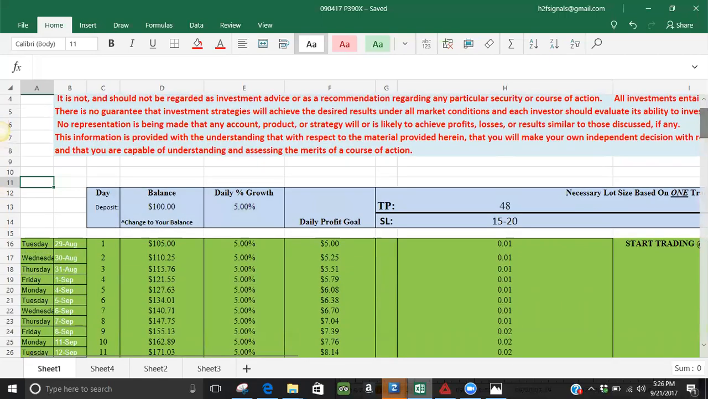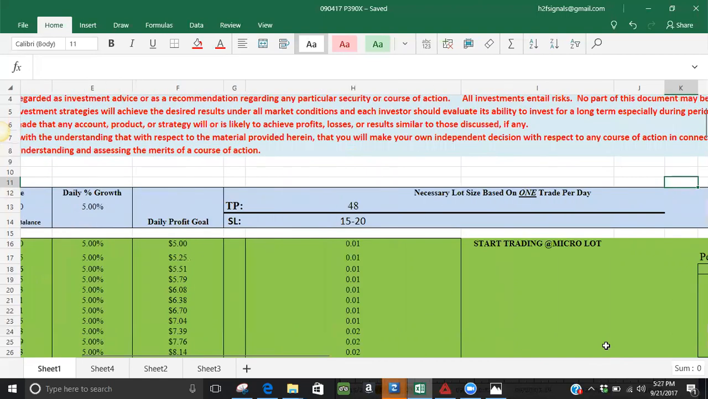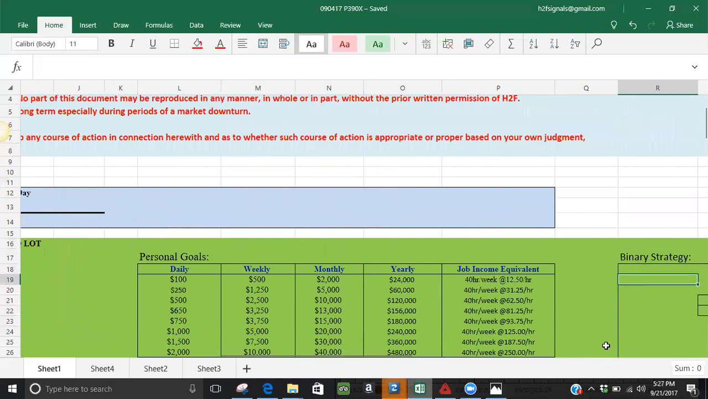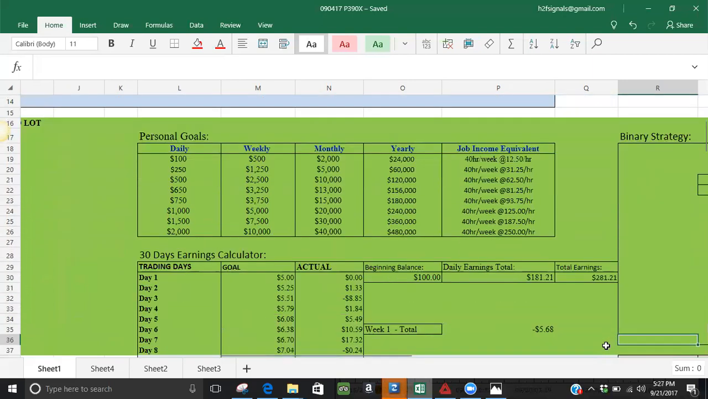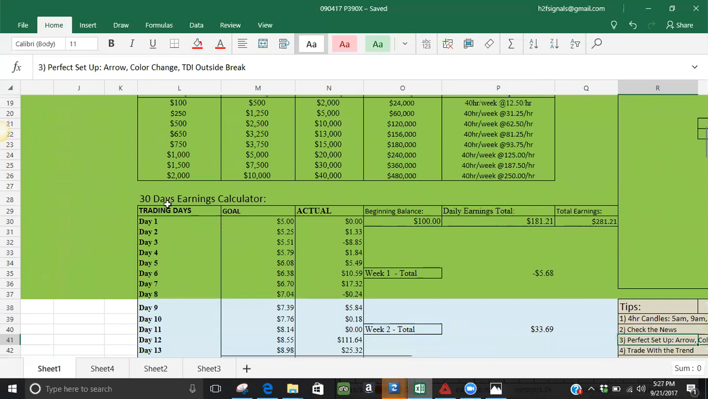All right, so those are the three major points. And just to show you how you should be using this on a daily basis, in this example, you started with $100. Your first goal was $5. When you hit your goal for the day, or if you don't hit your goal for the day, because not necessarily are you going to hit your goal every single day. Some days you will hit over your goal, and some days you will hit less than your goal. But the way that you depict your daily progress, because we want to know what's going on on a daily basis, is here where it says your 30 days earning calculator.